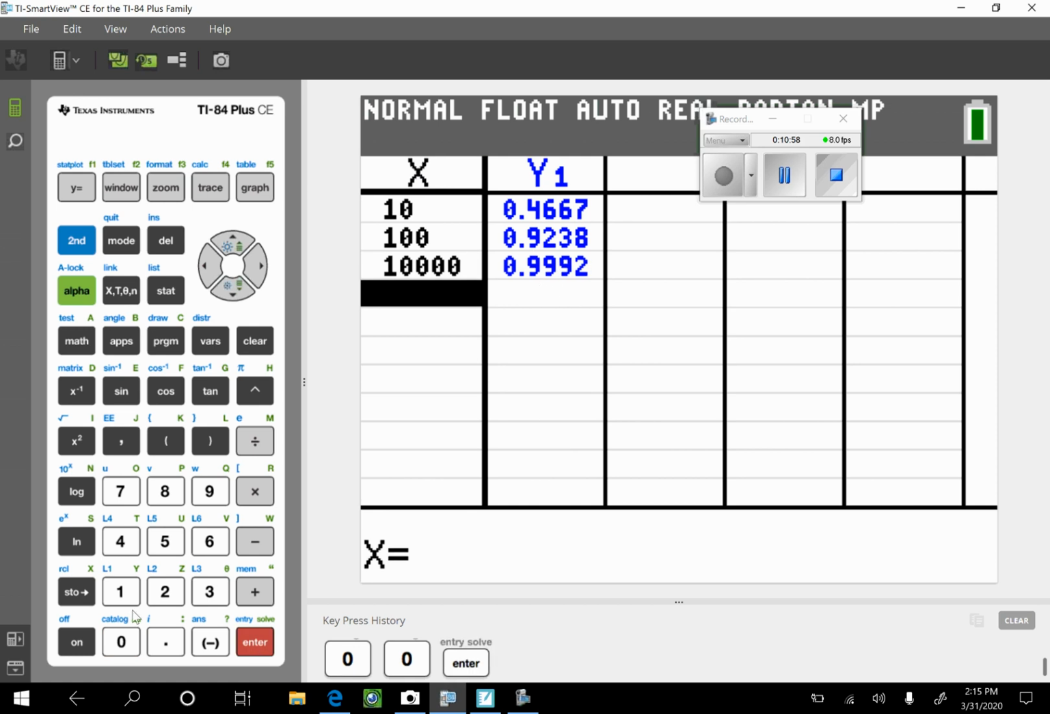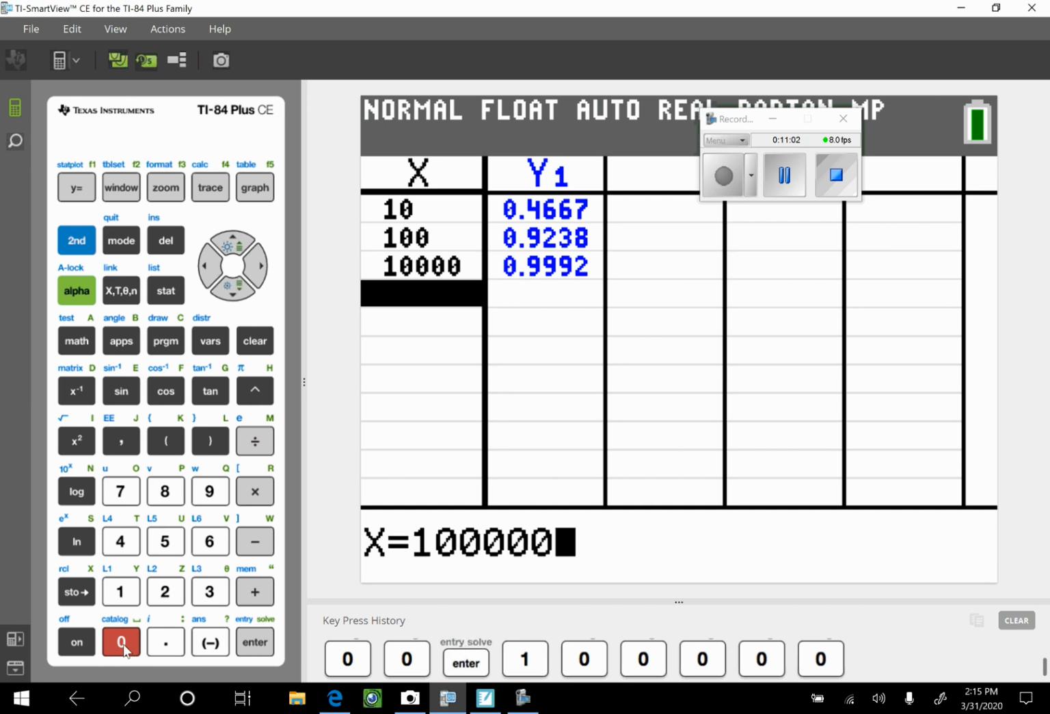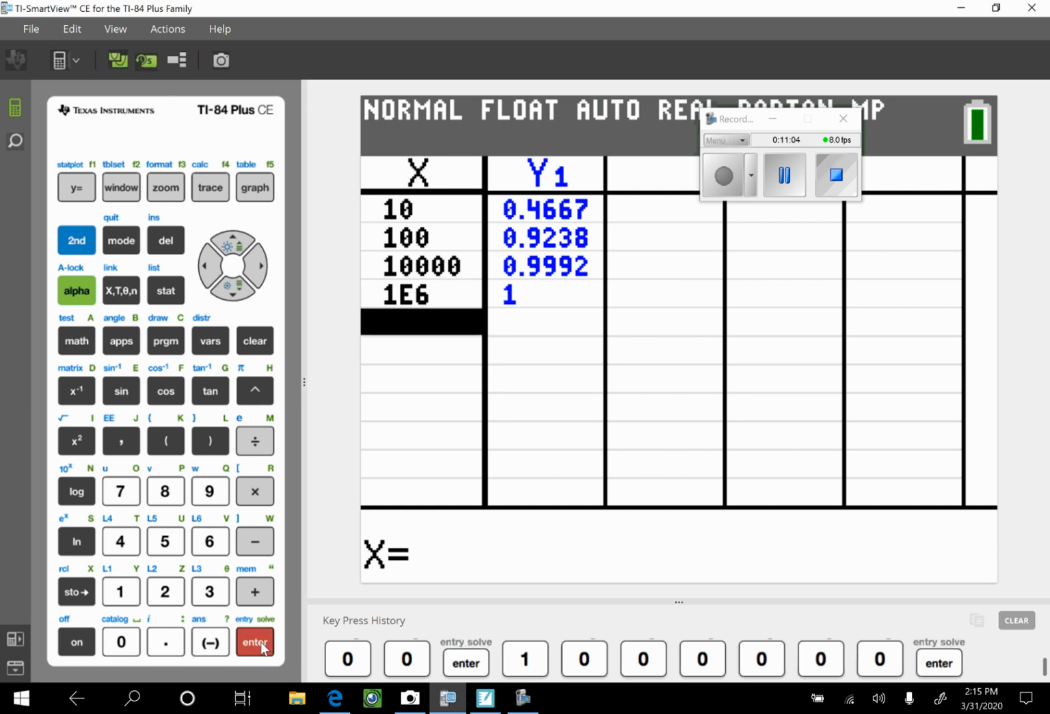It looks like those y values, let's put a bigger number in. Looks like those y values are approaching 1. As the x's get big, that's 1 times 10 to the 6th, the y values approach 1. Let's go the x values the other way.